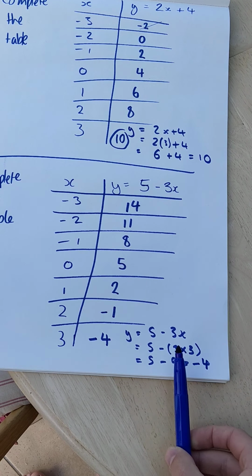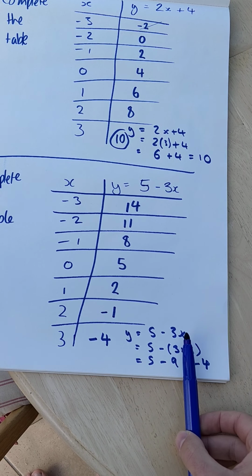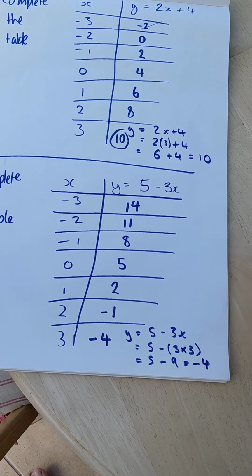Okay. All you're doing is you're writing out an equation. You're changing this x value every single time for the number that appears on this left-hand side.